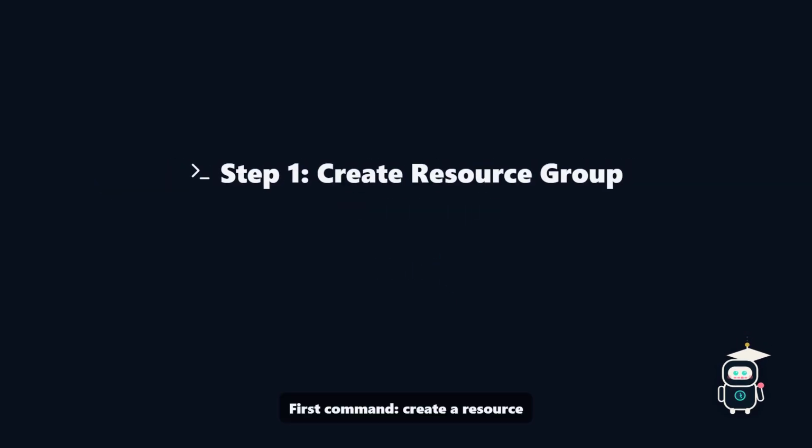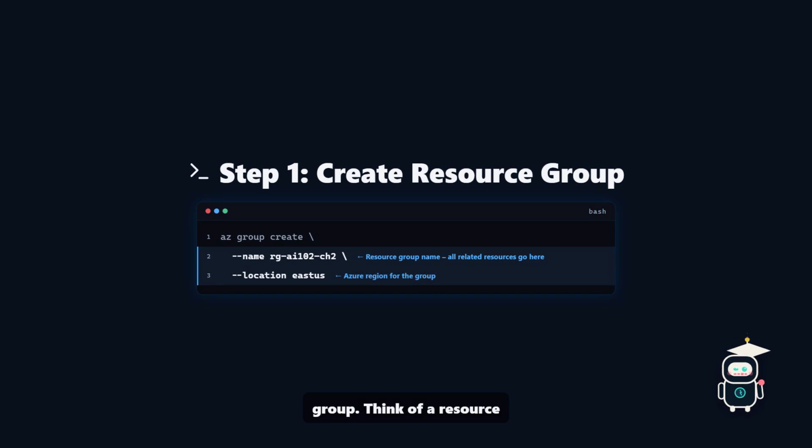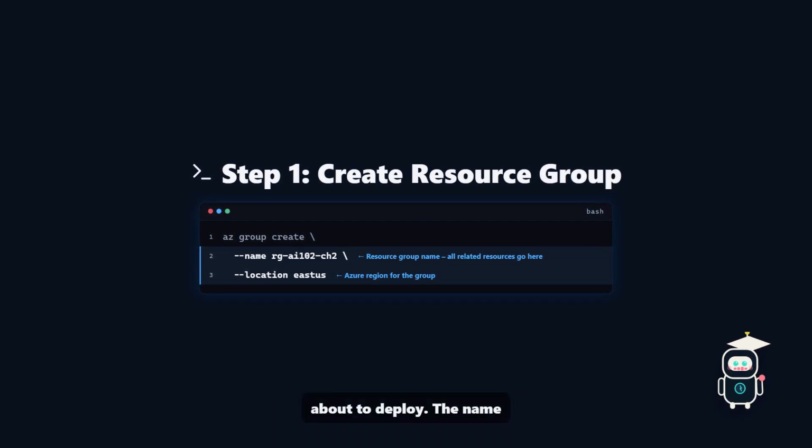First command, create a resource group. Think of a resource group as a logical container that holds every component you're about to deploy.